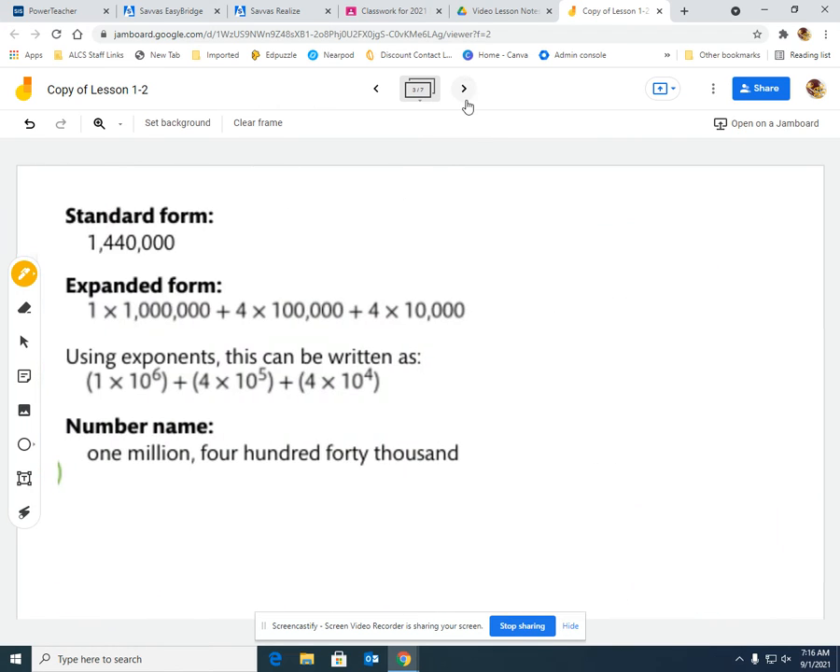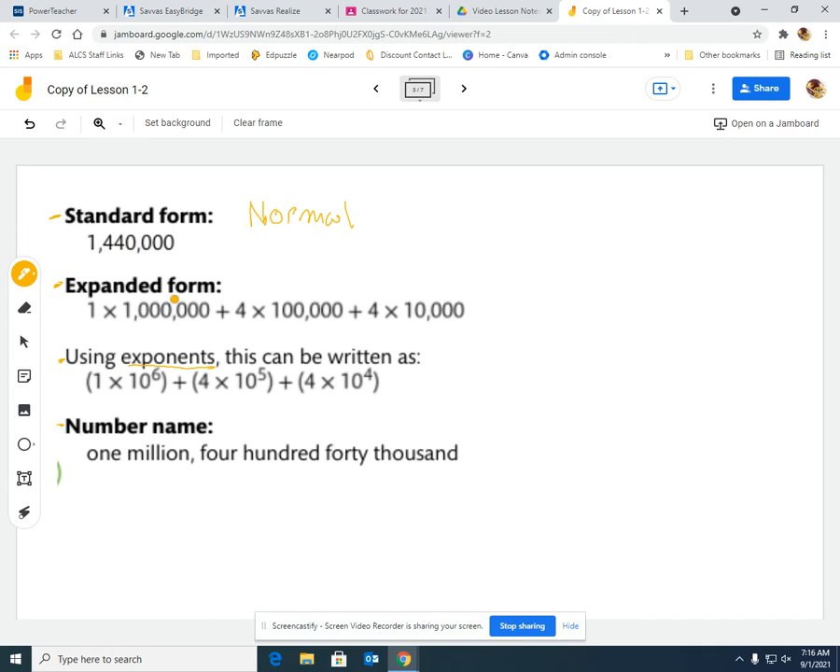Let's move on. Again, we're kind of going fast here, but that's okay. This is just a review. So you need to understand standard form, expanded form using exponents, and number name. Basically, standard form is the normal way we see numbers. So I would read this as 1,440,000. Just the digits with the commas inserted to separate the periods give us the idea for standard form.